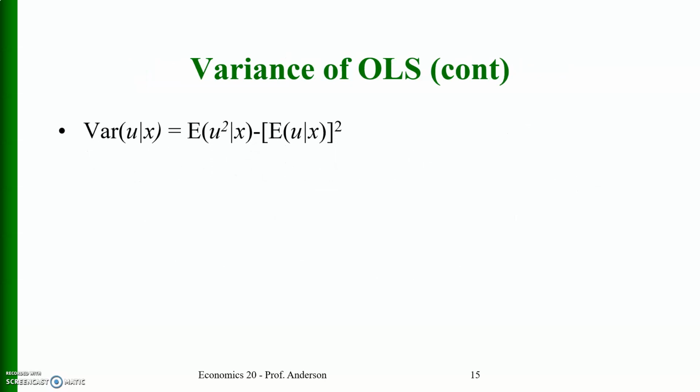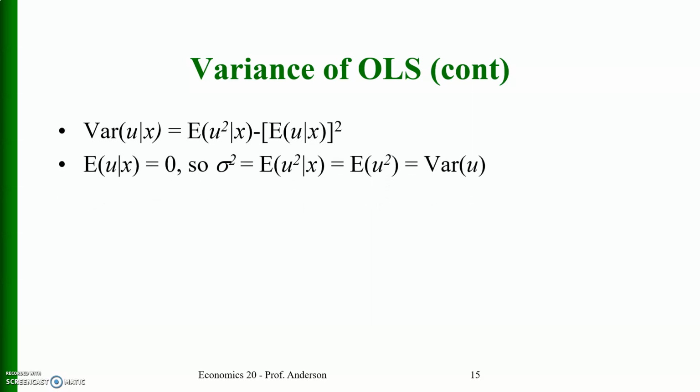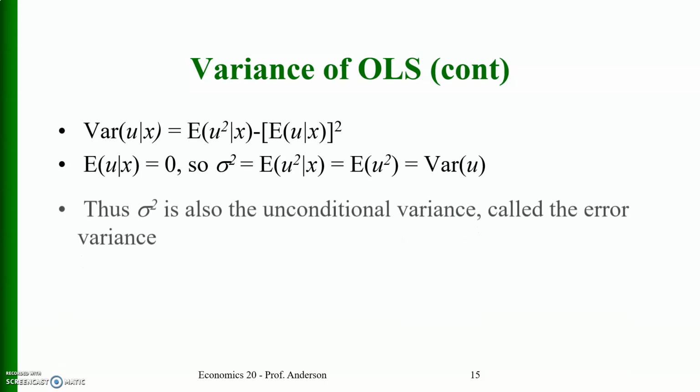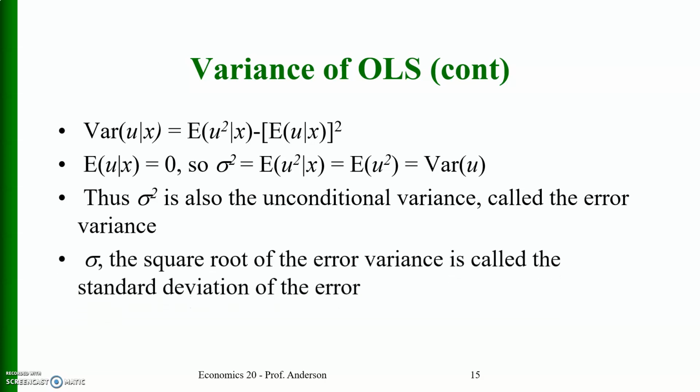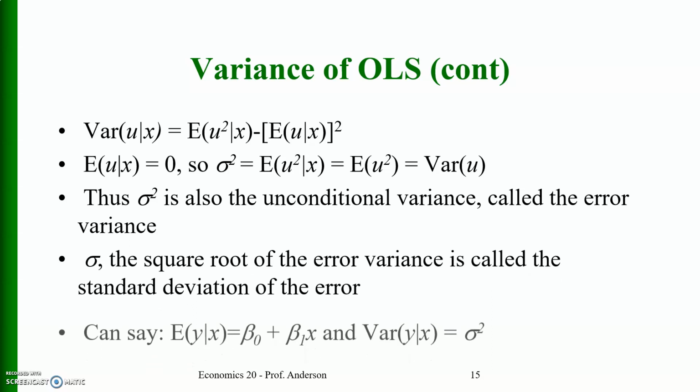Variance of u given x is equal to the expected value of u squared given x minus the square of the expected value of u given x, and since the expected value of u given x is equal to 0, that is equal to sigma square, which is equal to the variance of u. Thus sigma square is also the unconditional variance, which is called the error variance. Sigma is the square root of the error variance and is called the standard deviation of the error.